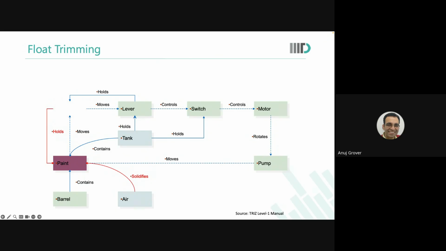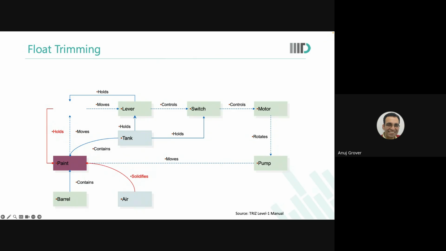Now, if you trim the float, someone has to move the lever. And see, paint was moving the float. Now the float doesn't exist, that function goes away. Lever was holding the float. Float doesn't exist, that also goes away. The only function I now need to do is somehow move the lever. Are you with me?